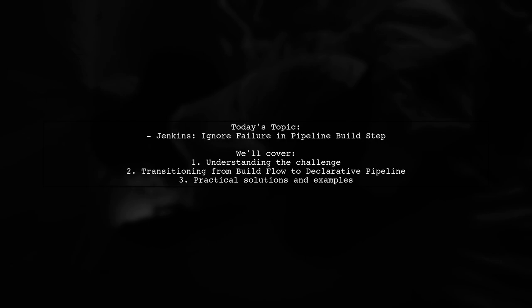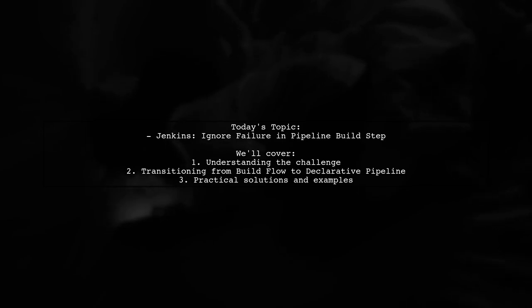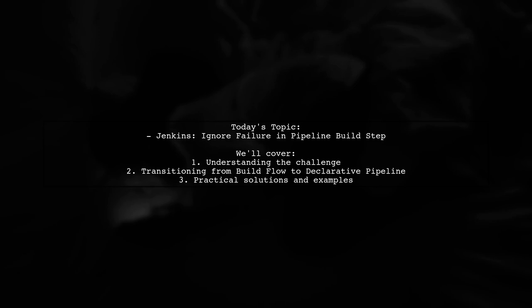Today, we're tackling a question that many developers encounter when working with Jenkins pipelines. Our viewer wants to know how to ignore failures in a pipeline build step using declarative pipeline syntax, similar to what was possible with the Jenkins build flow plugin. Let's dive into this challenge and explore how we can achieve this functionality in a more modern way.